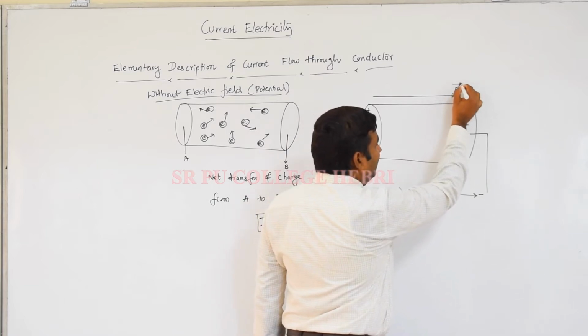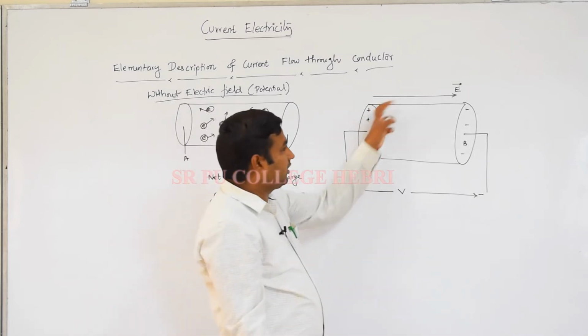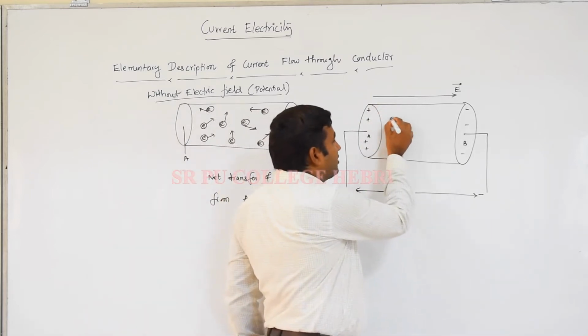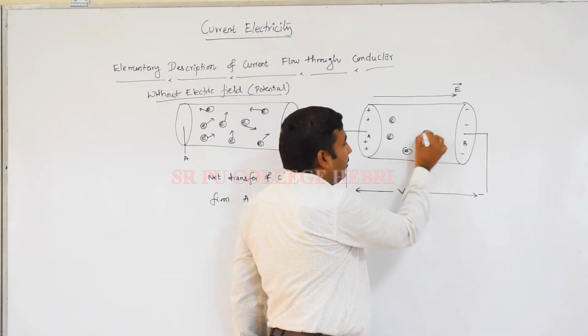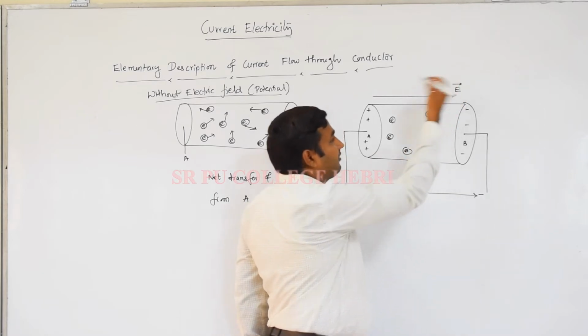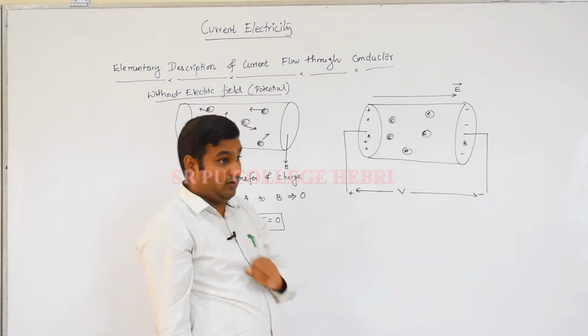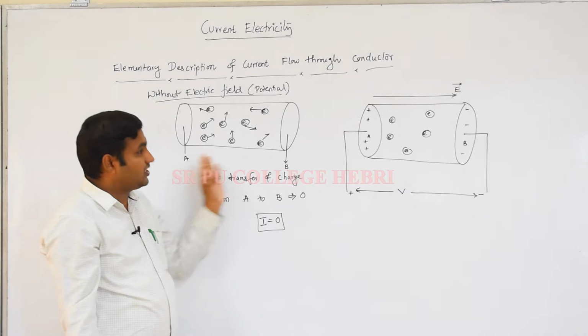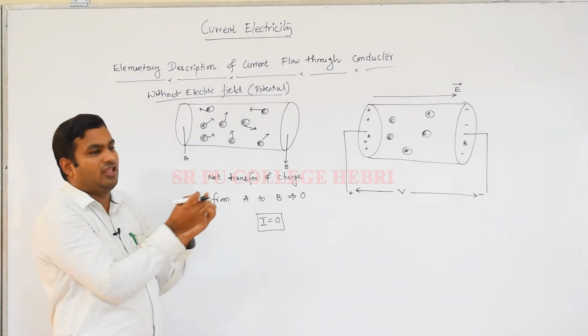Electric field is acting from A to B. Under this condition, whatever electrons are present in the conductor, each and every electron will experience the electric field.